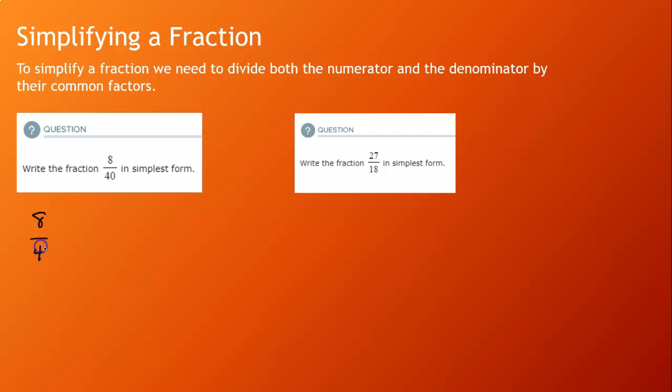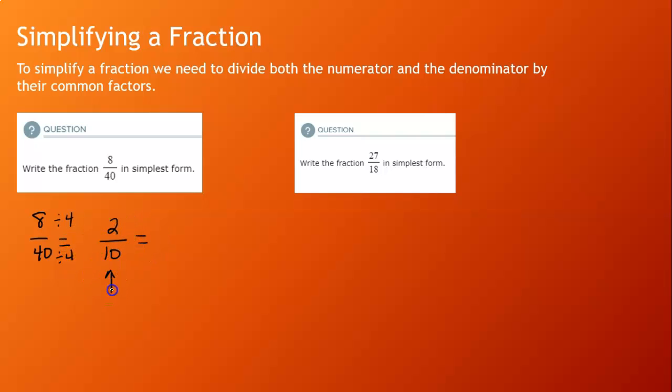8 over 40, I want to think about what 8 and 40 can both be divided by. Well, I know some of you already know that I should be dividing by 8, but let's say I don't notice that at first, and I think these are both divisible by 4. 8 divided by 4 is 2, 40 divided by 4 is 10. This is correct, but it's not in simplest form.